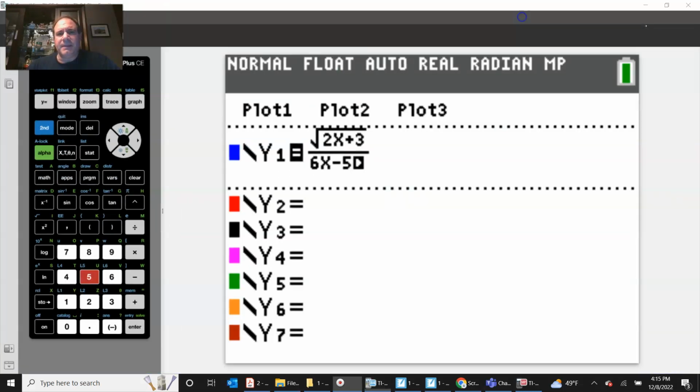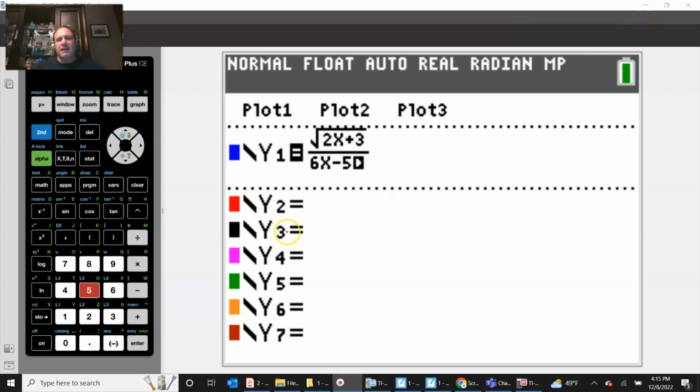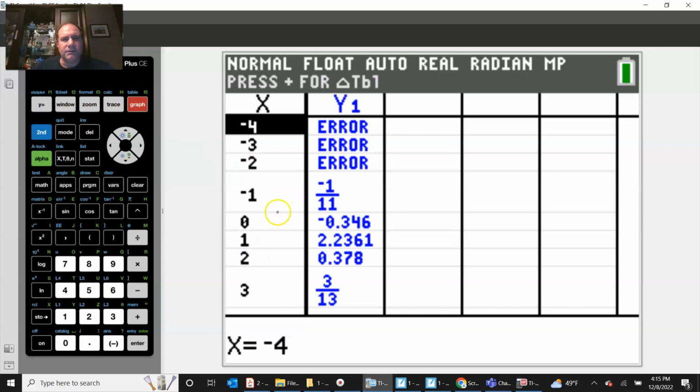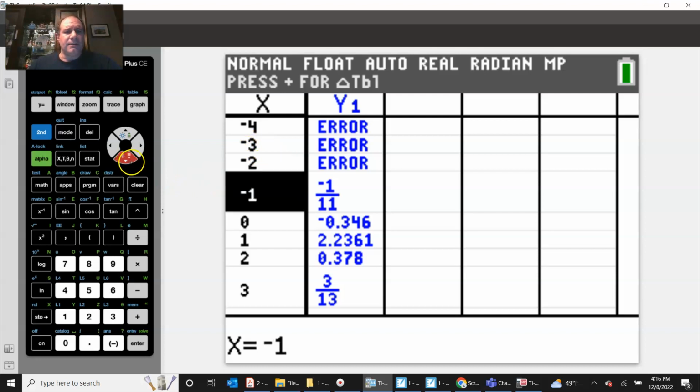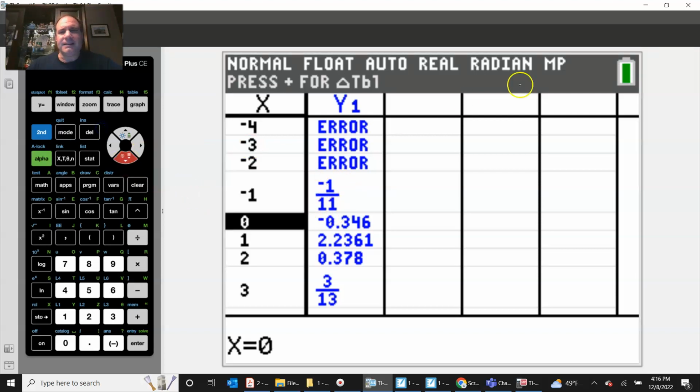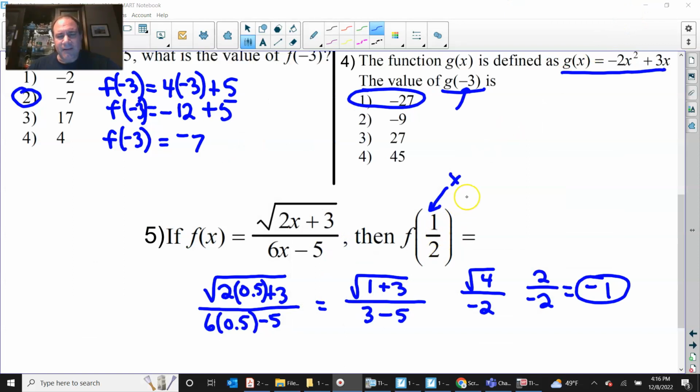So this is basically how you would put that in, and then you would go to second function and table, and you'll see a whole bunch of numbers here in this error. Don't worry about the error. It means that you can't get an answer if you put these numbers in. And then the first answer you'll get, if you put f of -1 in, you'll get -1 over 11. What's missing here, though, is that you have to get a half. You have to substitute a half in.